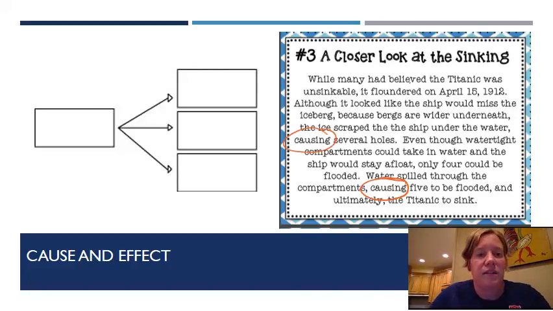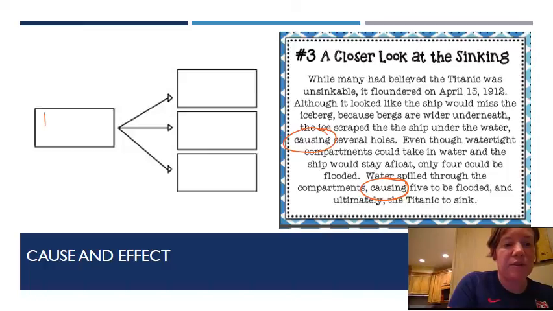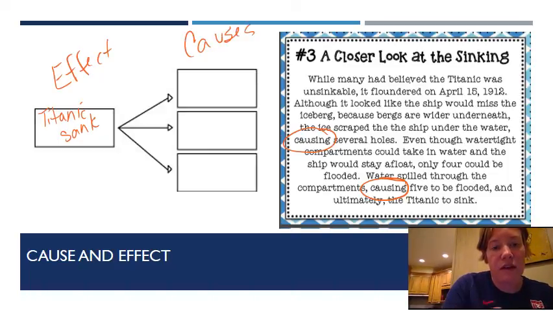So I know that the Titanic sank, and I can see these different causes and effects from it. So they say that the Titanic is unsinkable. Well, it turns out it wasn't. So we know in this particular case, it's backwards, a backwards type of graphic organizer. So the Titanic sank is actually the effect. And if you look carefully, it gave you the causes. It hit an iceberg, and then it said that 4 of those compartments could flood, but 5 flooded, causing the ship to sink.